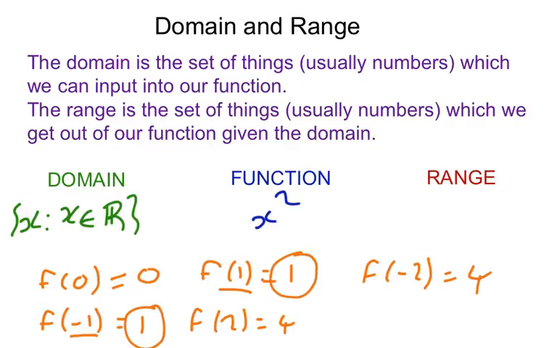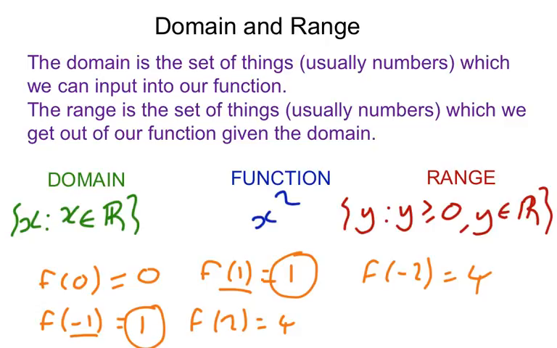And that's the key to this one. The answer to this one, the range for x squared, is all values y such that y is bigger than or equal to 0 and y is a real number. So that's all positive numbers, decimals, fractions, whole numbers. As long as they're positive, they are in our range.